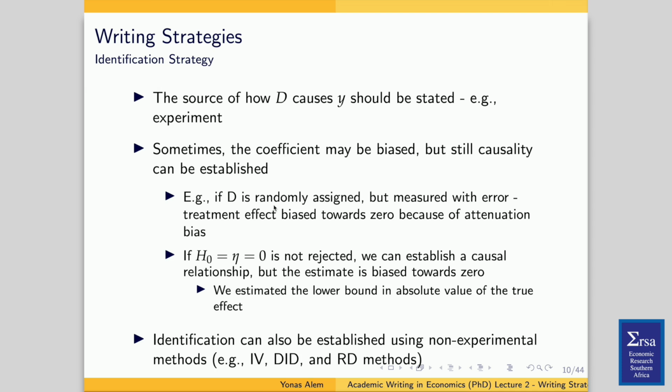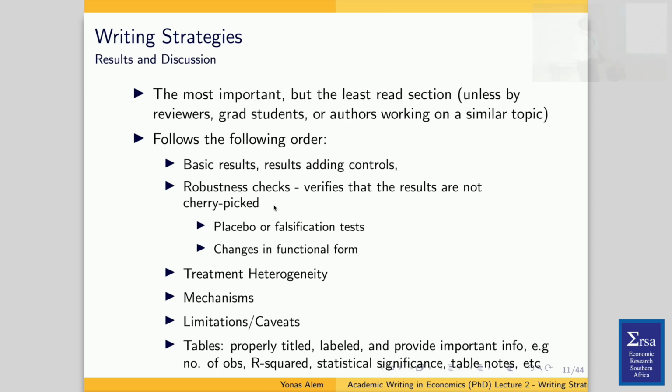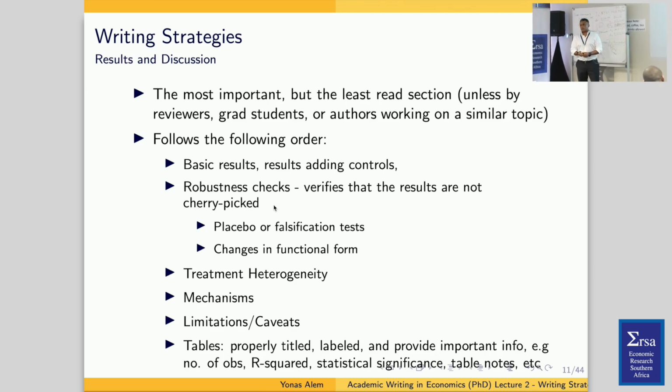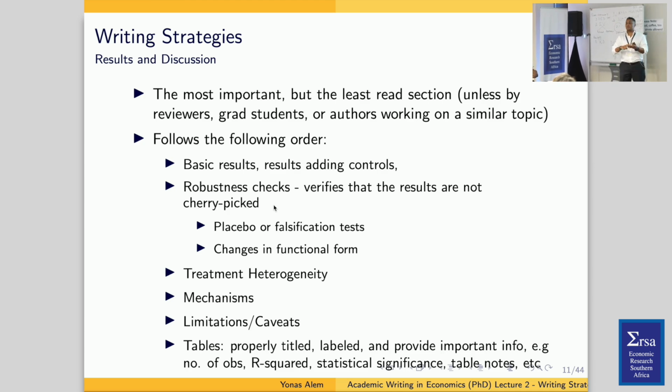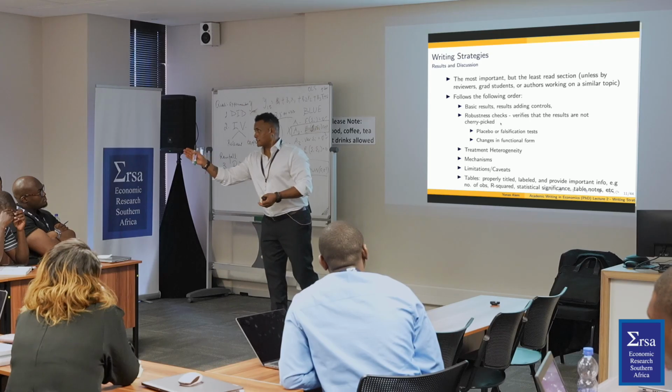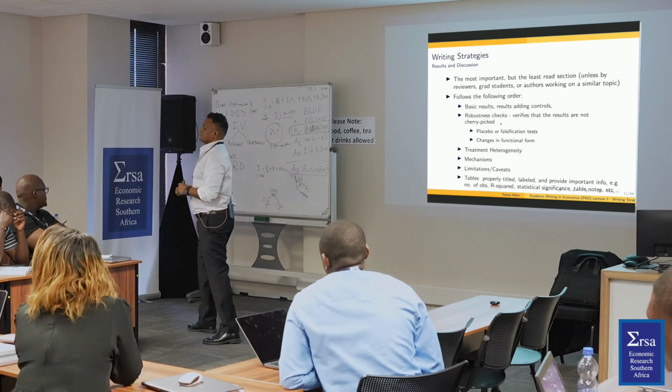So, IV, DID, and RD methods can help you to identify. All right, so we've covered so many sections, three sections. I've paid attention. Conceptual framework, data section, and then empirical strategy and identification strategy. Identification strategy. Yes.